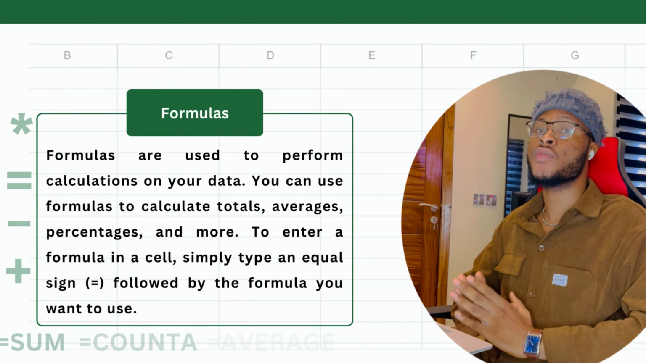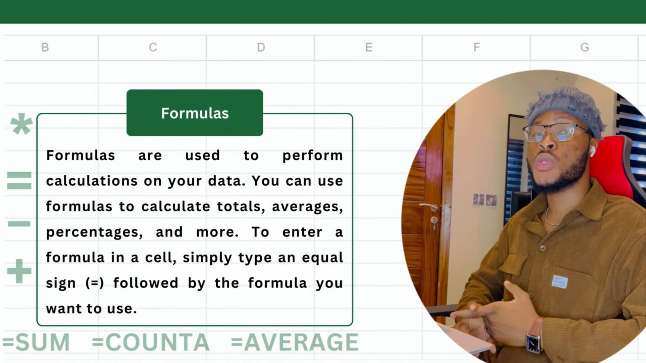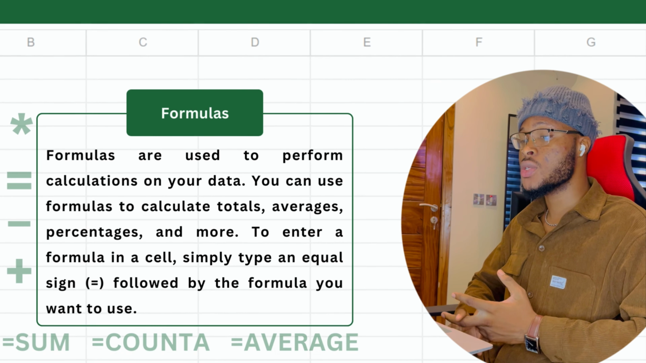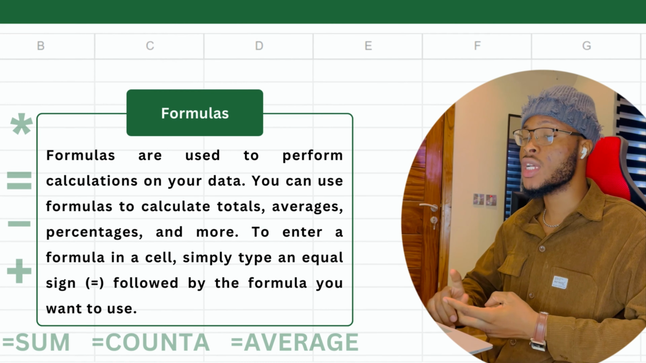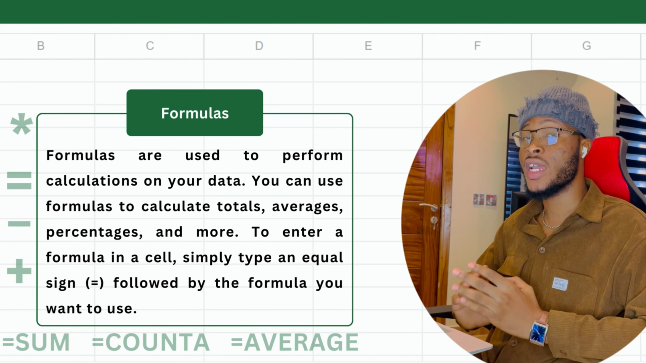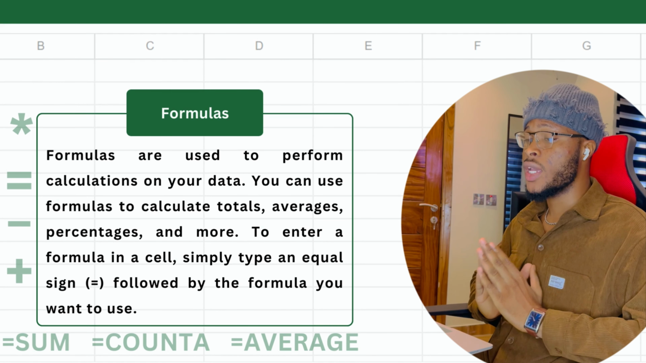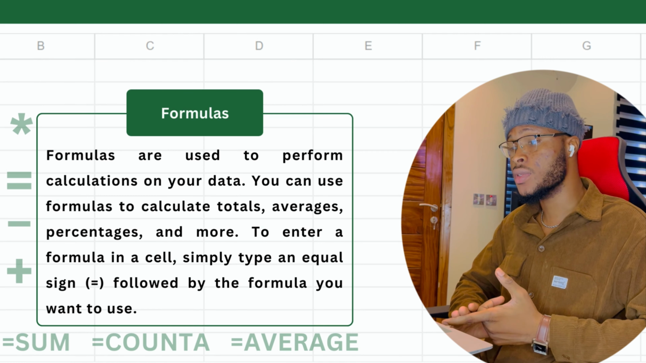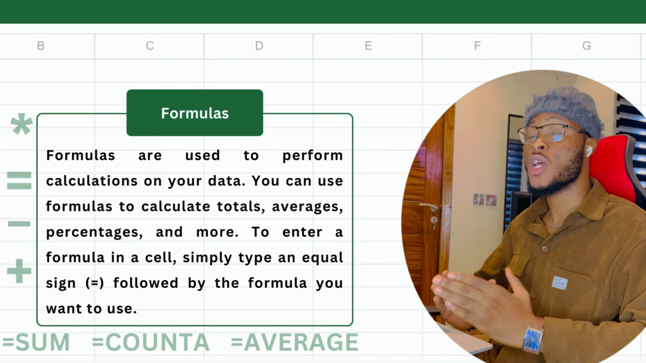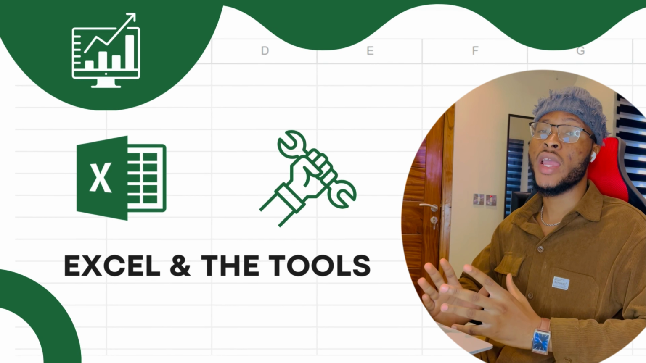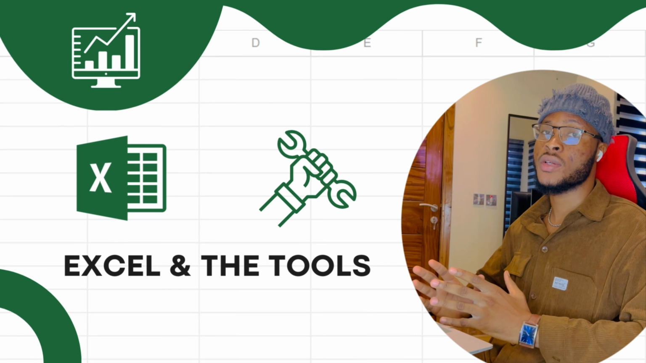Now, lastly, formulas. Formulas are used to perform calculations on your data. You can use formulas to calculate totals, averages, percentages, and lots more. To enter a formula in a cell, simply type an equal to sign followed by the formula you want to use. Now, this is a brief summary of Excel and the tools on Excel.